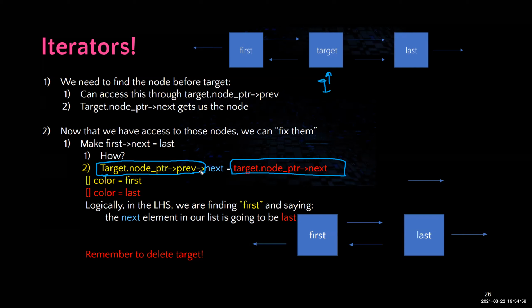And I say next. So that seems really weird because it's like we're going previous then next. So that'll give us target, right? Well, what I'm saying here is that I want target node pointer previous, so I want first like this. That gets us first. And I'm saying first next equals target.node pointer next, and that evaluates to last. Does that linking concept make sense to you guys, what we're doing here? We're basically accessing first, and we're saying, I want first's next to be last.